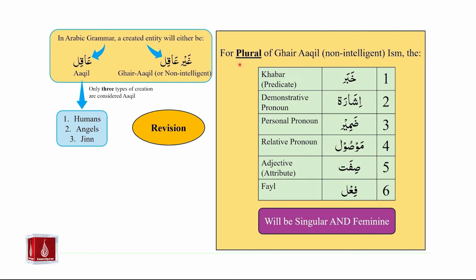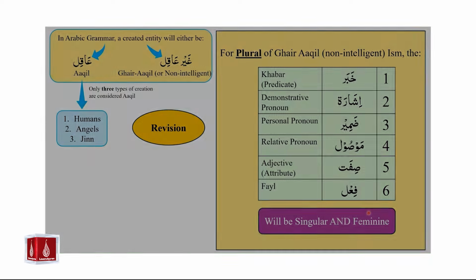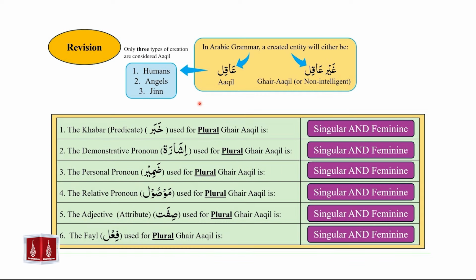We studied that for the plural of a ghair aqil or non-intelligent ism, the khabar, demonstrative pronoun, personal pronoun, relative pronoun, adjective or attribute, and fail will be singular and feminine. Once again, for the plural of a ghair aqil ism, the khabar, ishara, zamir, Mosuf, Sifat, and fail will be singular and feminine.